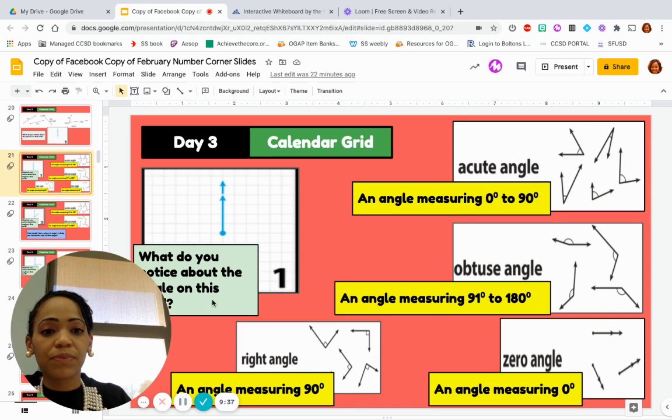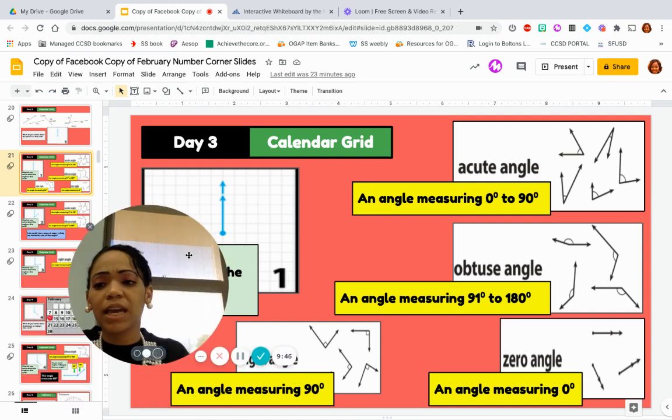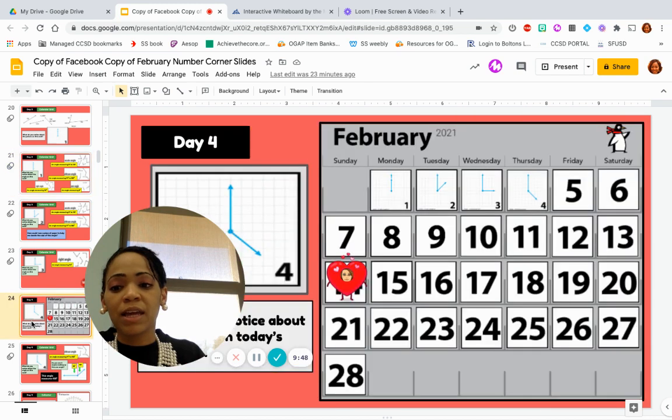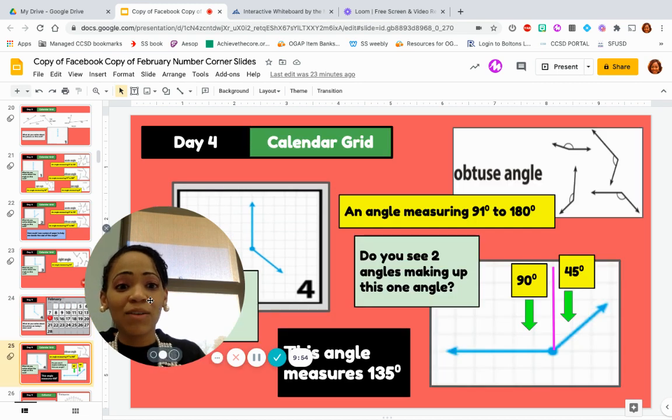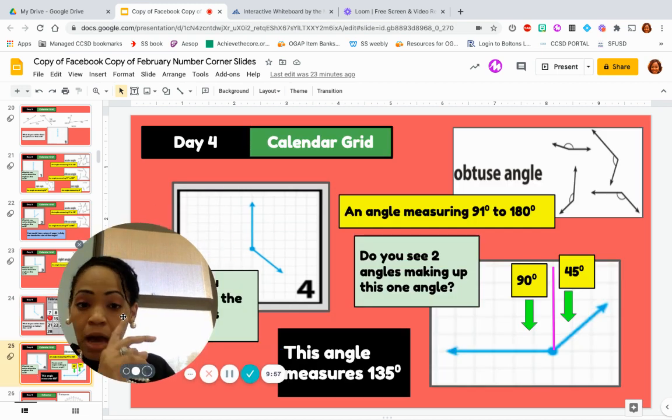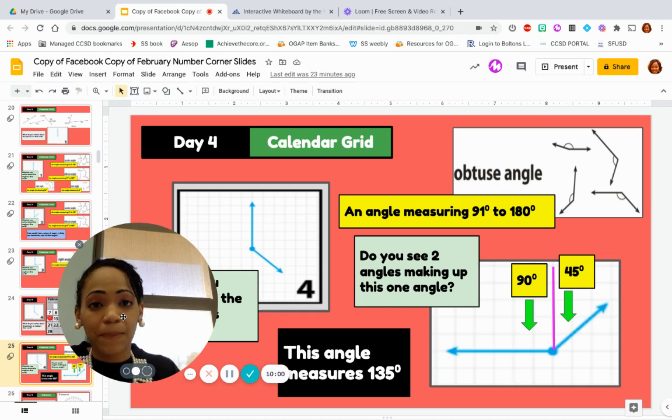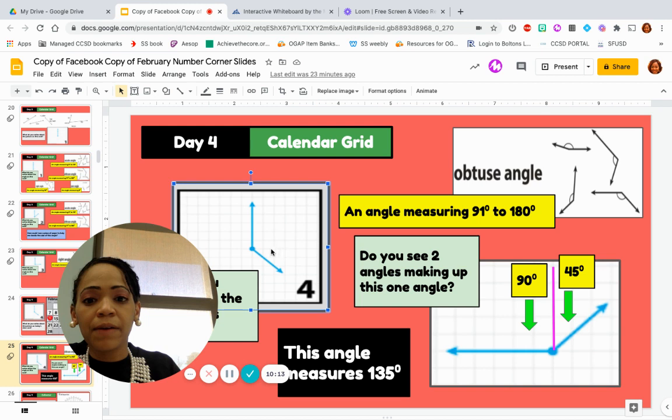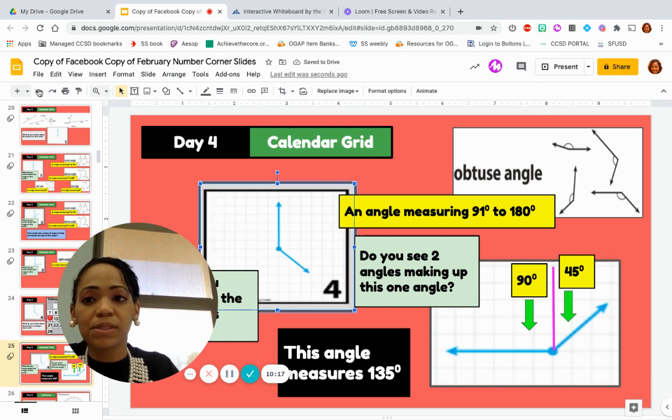I'll go back and show you. We have a right angle, acute angle, obtuse angle, zero angle. What would we call an angle that is greater than 90 degrees? It's an obtuse angle. And I wonder how we could figure out exactly how big this angle is. It's kind of hard for me to demonstrate on this computer screen here, but maybe I can add a line so that you can see what I'm doing. If I were to take a line, oops.